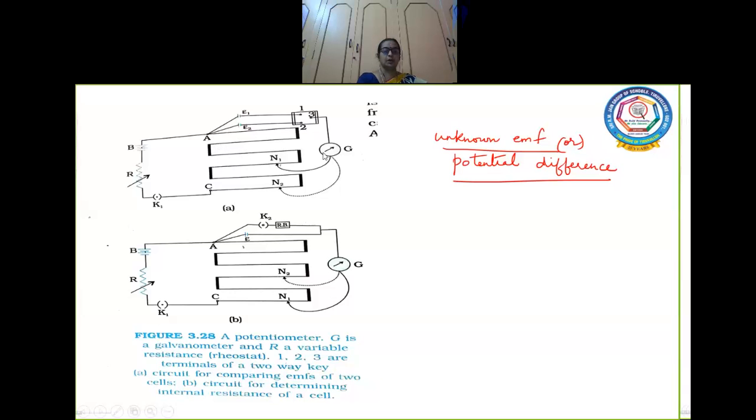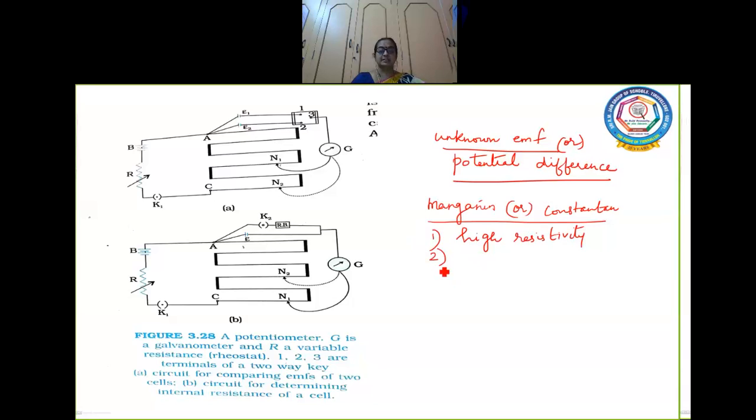Now the wire is made up of manganese. Either you will use manganese or you have constantan. So the wire is made up of this material. This material should have a very high resistivity. So these are the two things you should have in mind when you make the wire of a potentiometer. It should have a high resistivity and also a low temperature coefficient. These two points are very important for the wire.